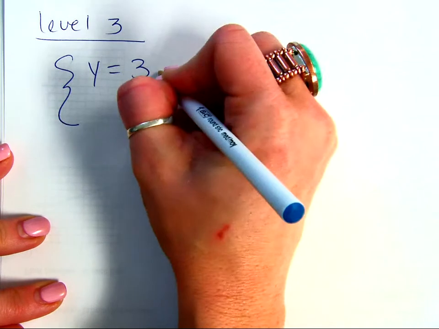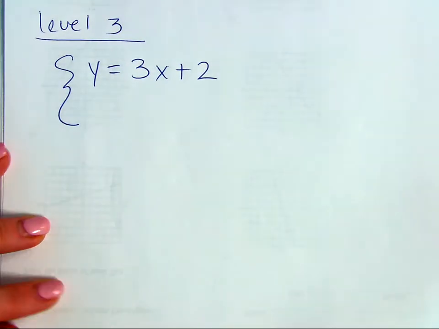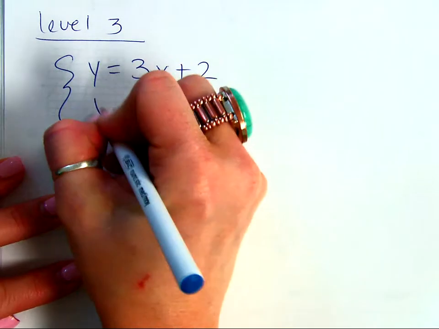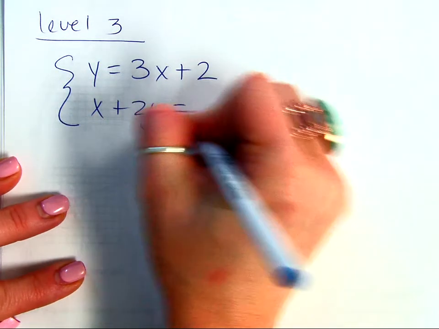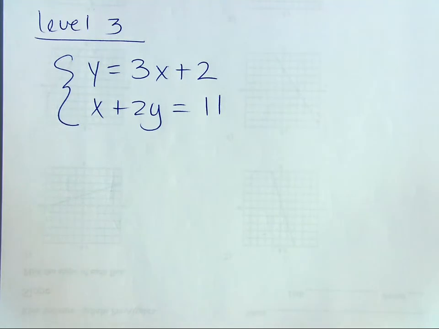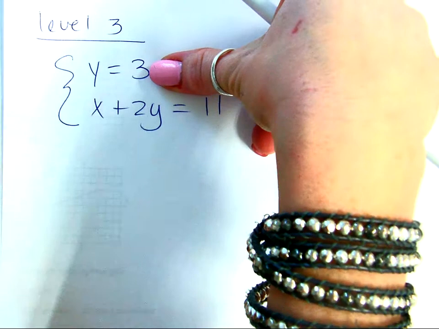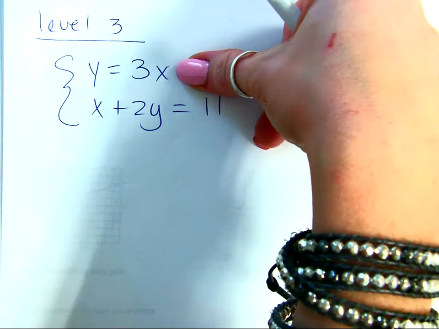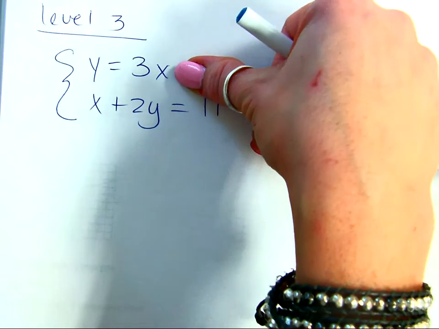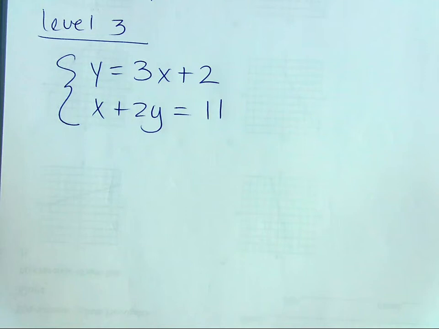Okay, here's y equals 3x plus 2, and x plus 2y equals 11. Right off the bat, you look at this and you know what makes it a level 3. That was a level 1, where y was equal to 3. This was a level 2, where y was just equal to 3x. Now I have a whole expression that y is equal to.